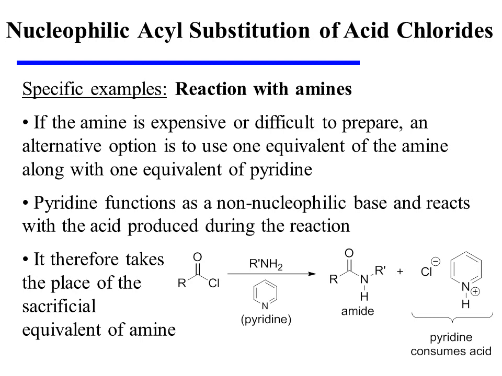If the amine reagent is expensive, or difficult to prepare, an alternative option is to use a single equivalent of the amine along with one equivalent of pyridine. Pyridine functions as a non-nucleophilic base, and it reacts with the acid produced during the reaction. It therefore takes the place of the sacrificial equivalent of the amine. So in this variation, all of the amine reagent is incorporated into the amide product.